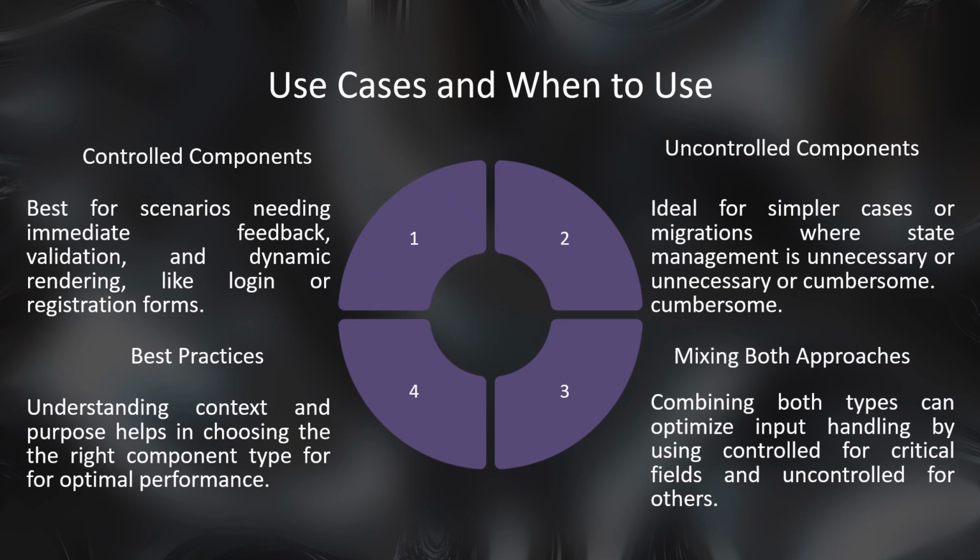Use cases and when to use. Controlled components are best for scenarios needing immediate feedback, validation, and dynamic rendering, like login or registration forms. Uncontrolled components are best for simple tasks or when using state makes things harder. Mixing both approaches: combining both types can optimize input handling by using controlled for critical fields and uncontrolled for others. Best practices: understanding context and purpose helps in choosing the right component type for optimal performance.